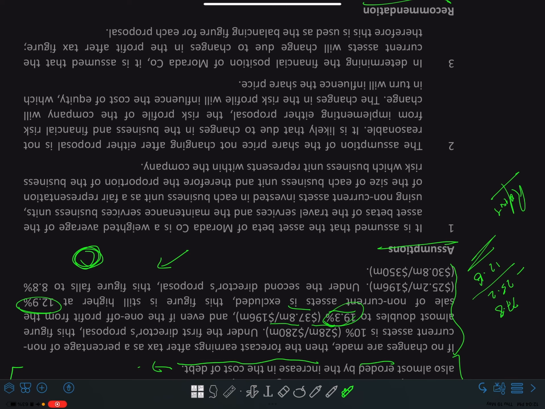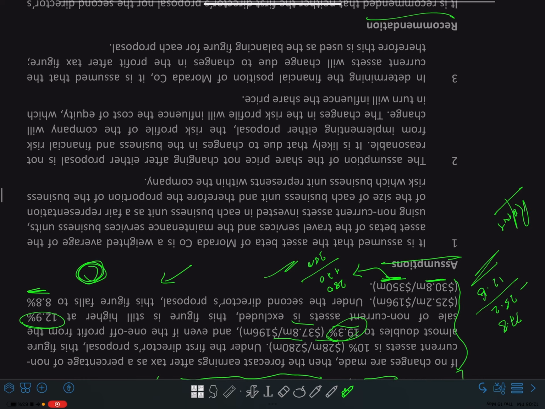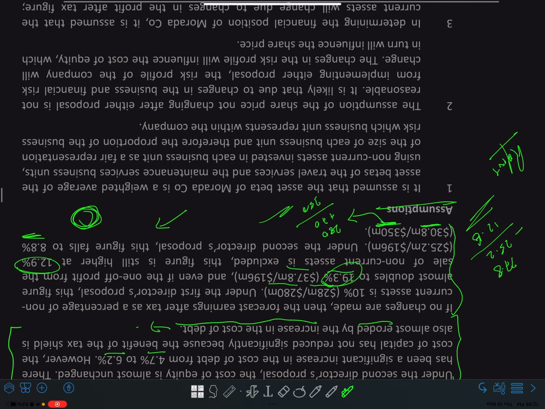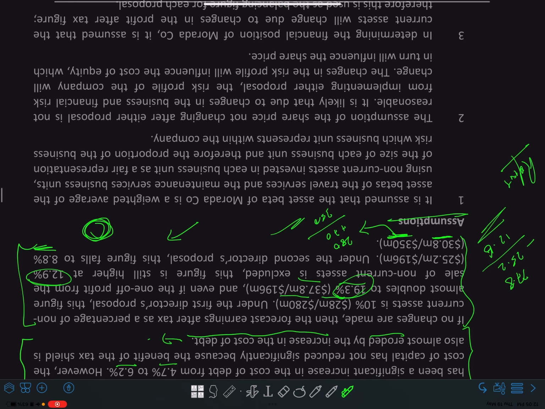Under the second director's proposal, the figure falls to 8.8, because we are only getting a return of how much? 30.8 out of 350. Because why has this become 350? That's the question, right? Because we are adding 280 plus the 70 debt. That's why it's 350. Okay. We are taking the proportion of non-current assets. It's important, it can't be thought through in a short period of time, but yes, very important analysis.